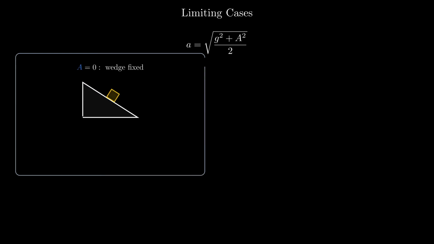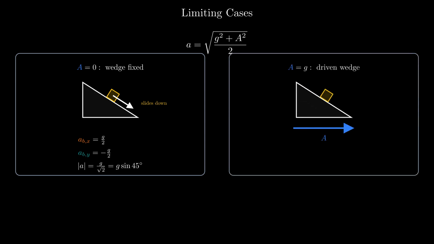Switch off the wedge's acceleration, set capital A to 0. Then the block accelerates at g over the square root of 2, aimed straight down the frictionless slope. That's exactly g times sine of 45 degrees, the textbook result for a fixed ramp.